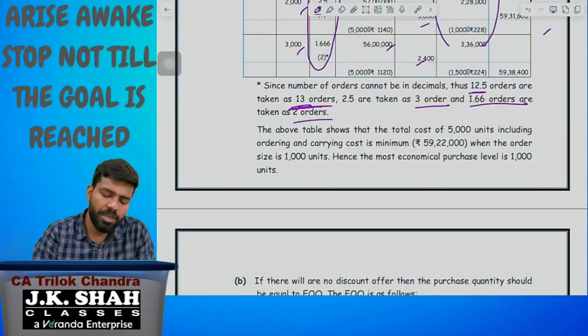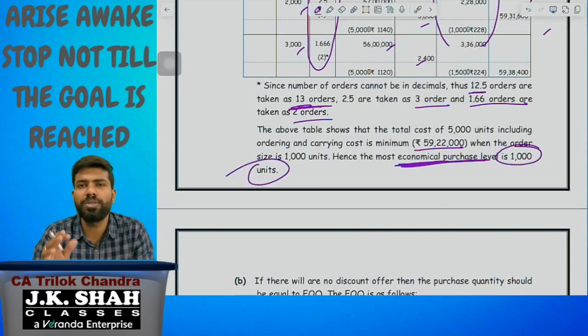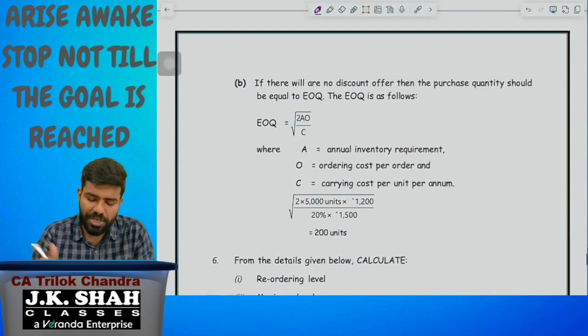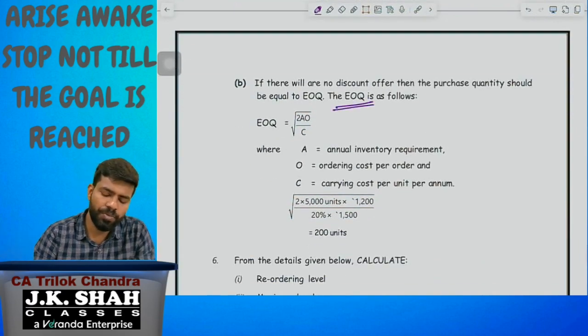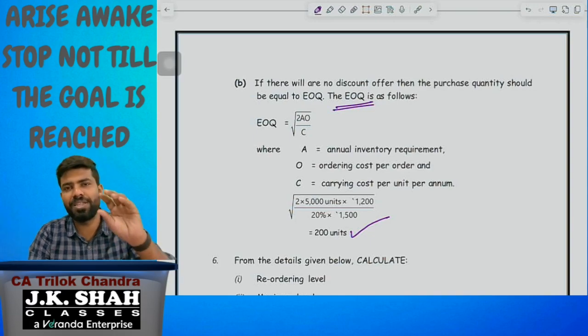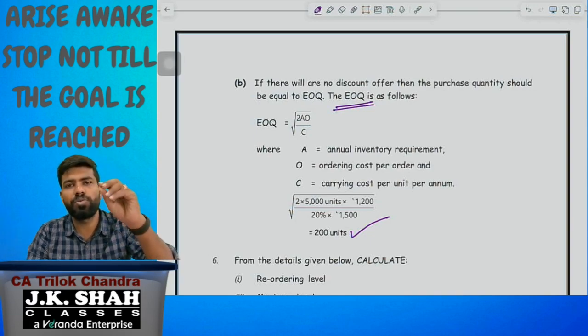Okay, next. The above table shows the total cost of 5,000 units, including ordering and carrying cost, is minimum 59,22,000 when the order size is 1000 units. Hence the most economic purchase level is 1000 units. 1000 to 2000 is the most economical level. Now the question is continued. They are asking to calculate EOQ. EOQ is 200 units. This is the answer for this question. Some printing mistake is there in the question, so you can go to the study material.